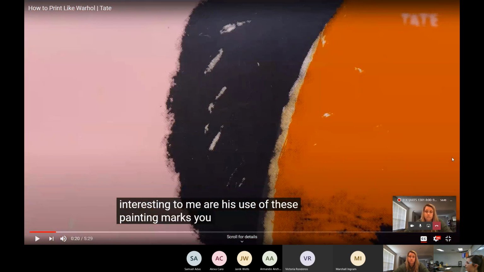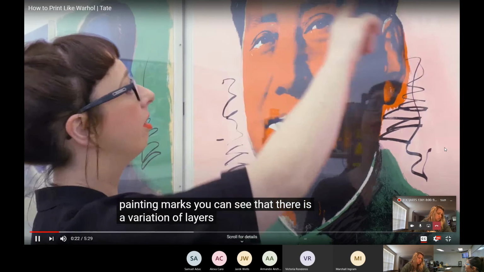So we are going to be looking at Warhol for silk screens. That is the technique that he used in all of his prints. And he's probably the most prominent silk screen printer that everyone recognizes.